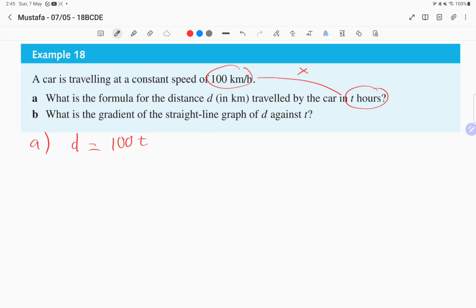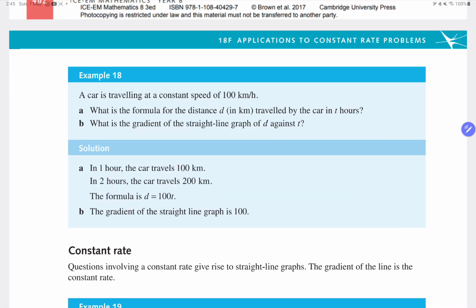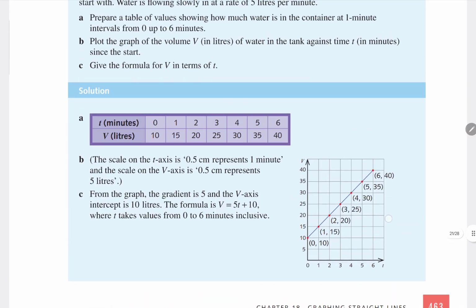Now B, what's the gradient of this straight line graph? Is it 100? Yeah, it is 100. That's right. It's just the coefficient of T. Easy? Alright, moving on. Let's see if we can find the harder ones.